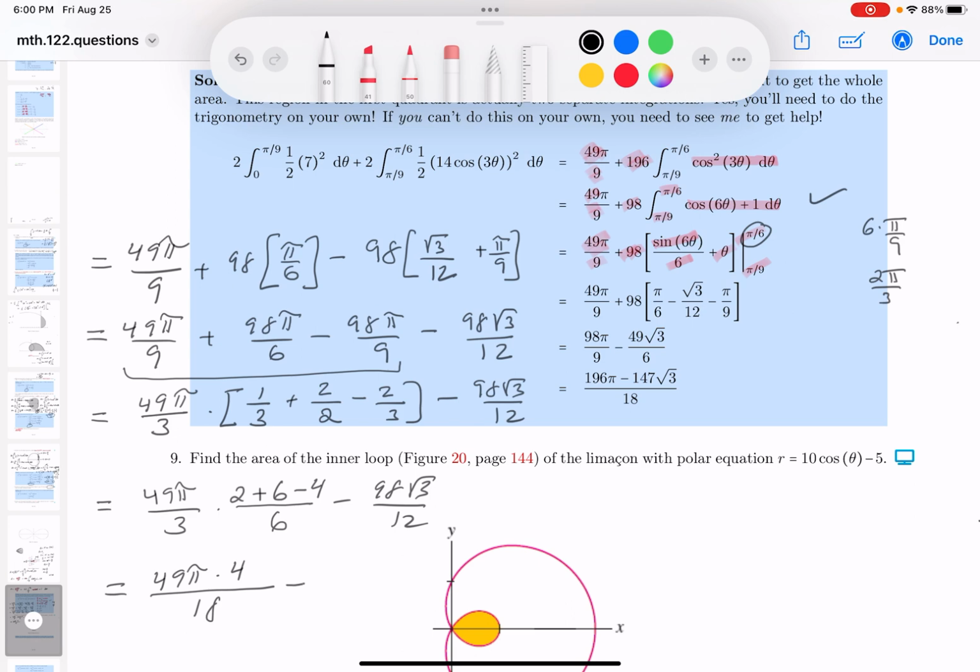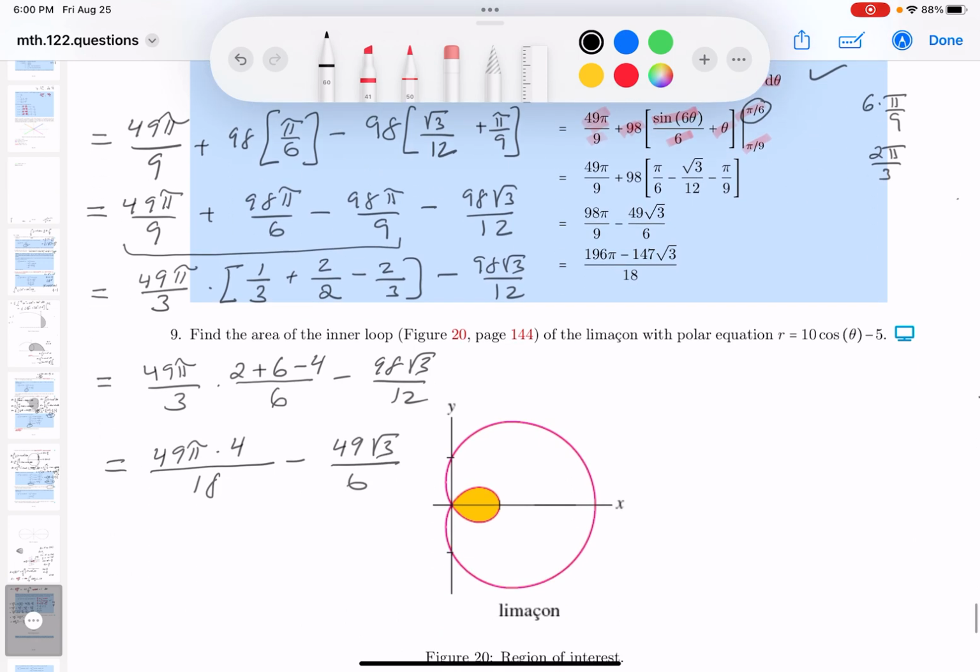Minus, I'm going to reduce it. 49 root 3. I'm dividing by 2, by the way, over 6. Going to a common denominator, 18. 4 times 49 is going to be 196. Minus, well, let's see, 3 times 49, 147.